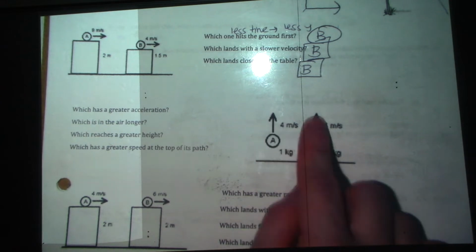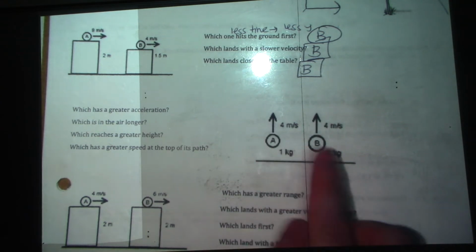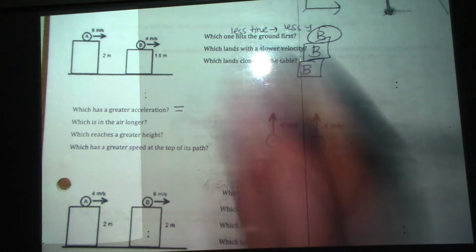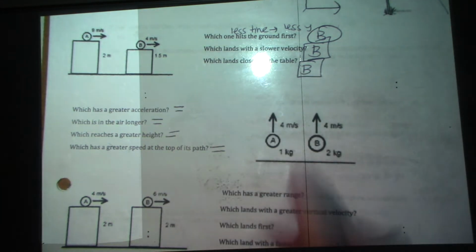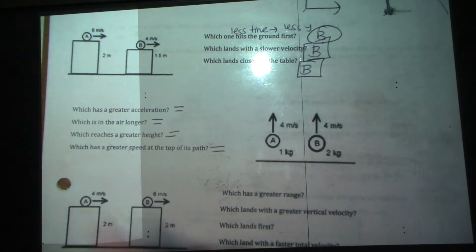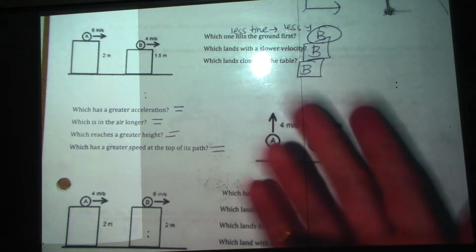Here they both have the exact same initial velocity. They have different masses, so they'll have the same acceleration, they'll have the same time, they'll reach the same height, they'll have the same speed at the top because the mass isn't going to affect that. When you think about our equations, we never plug in mass when we're finding the max height or the time, etc.